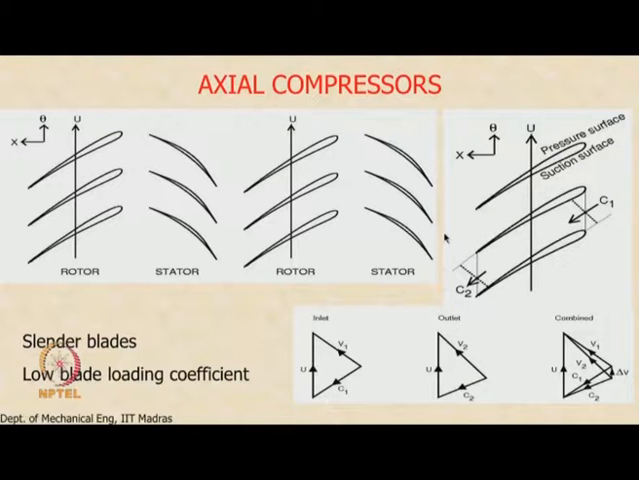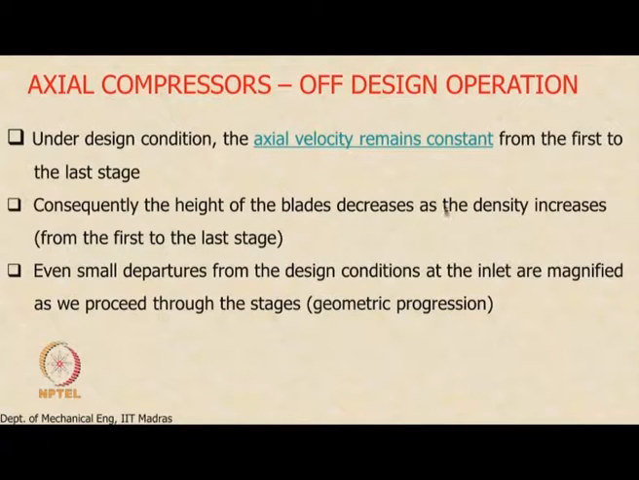But in the case of a complex piece of equipment like the aircraft engine, it is not always possible to operate under design conditions. There are going to be departures from design conditions, and the design must be robust enough to handle such departures. So, what we wish to see next is what happens when these compressors are operated under off design conditions. What are the issues and how do we design so that these can be handled?